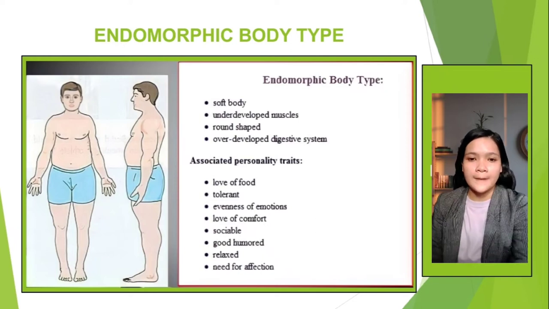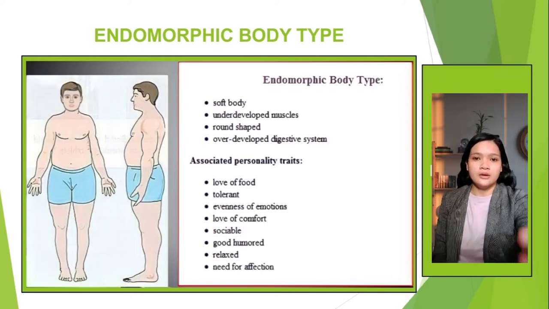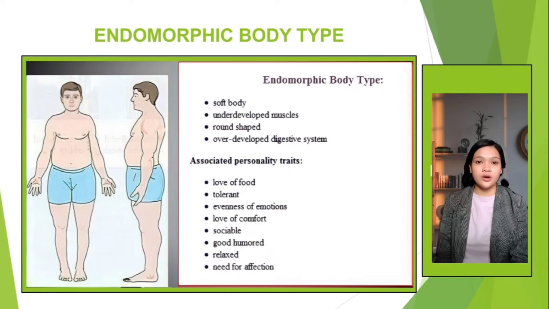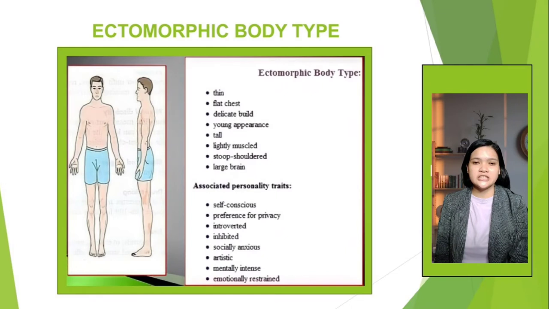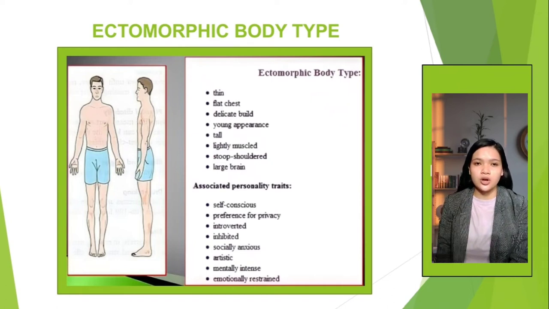And for the ectomorphic body type, these are thin or payat, flat-chested, delicate build, young appearance, tall, lightly muscled, stooped shoulders, and large brain. At ang karaniwang personalidad o traits nito ay self-conscious, preference for privacy, introvert, or gusto lang nila mag-isa lang sila, socially anxious, artistic, mentally intense, and emotionally restrained.